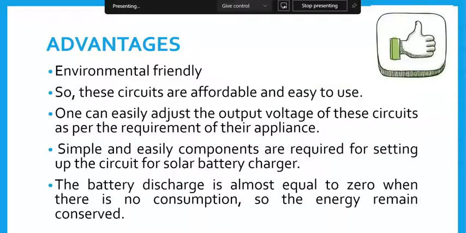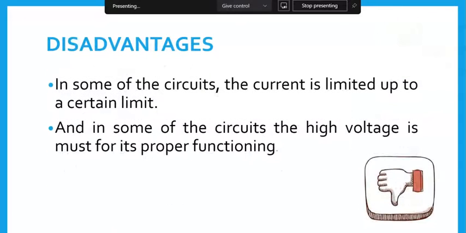Advantages of this project are that it is environment friendly, as it uses sunlight and doesn't produce any type of pollution. It is also affordable and easy to use. Output voltage can also be adjustable. Disadvantages: in some of the circuits, the current is limited to a certain limit, and sometimes it also needs high voltage for proper functioning.